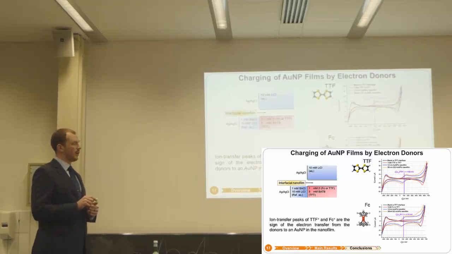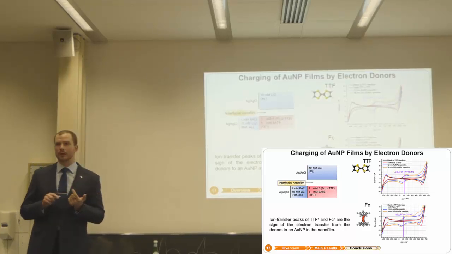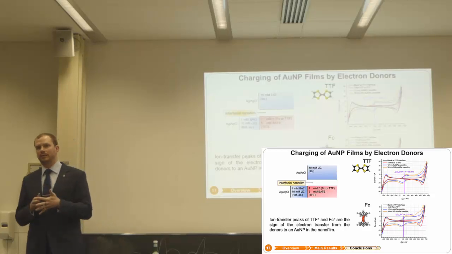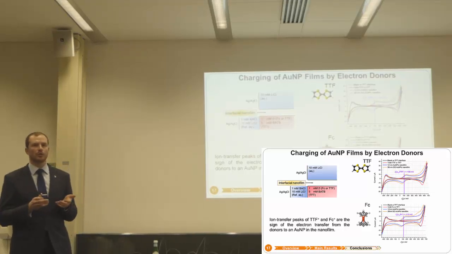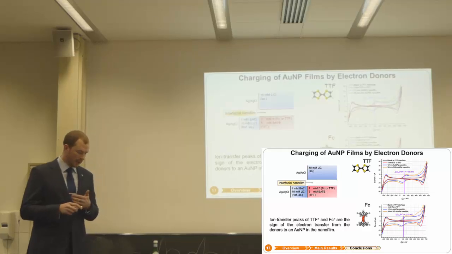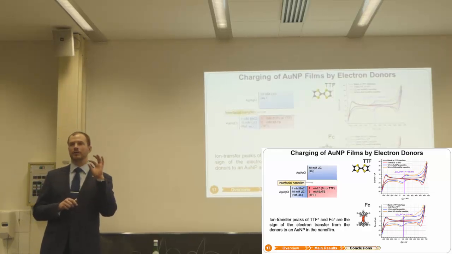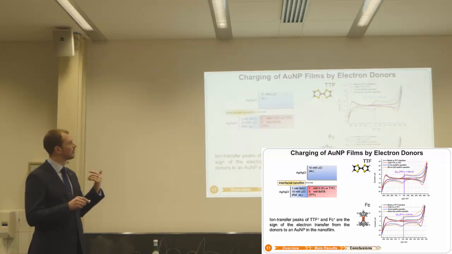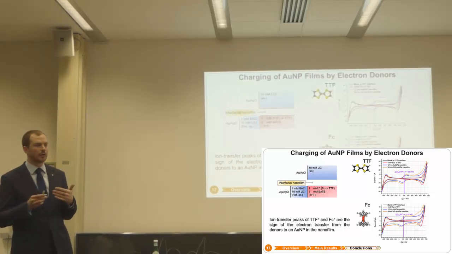The first thing we would like to try was TTF and other electron donor molecules, because, as I said before, we had no clue how TTF worked. We had some assumptions that TTF should be oxidized and should form TTF plus, but we didn't confirm that. And this method allows us to confirm that after addition of the film, TTF plus was formed in a very, very small region close to the interface, and then transferred from one phase to another one.